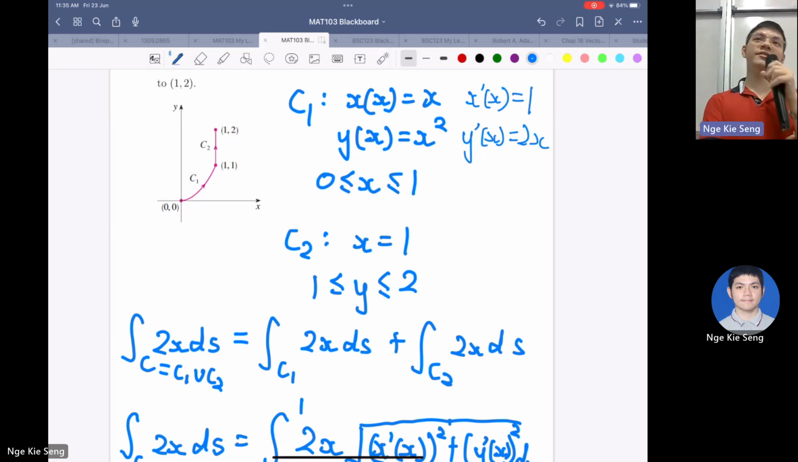So no function. So how? Change the parameter of y. So how to change the parameter of y? Let me try.